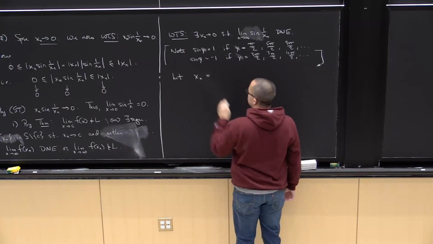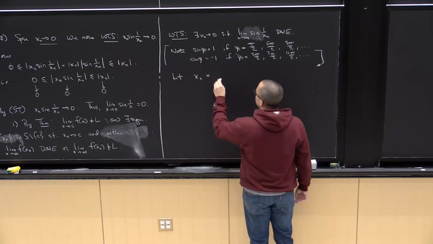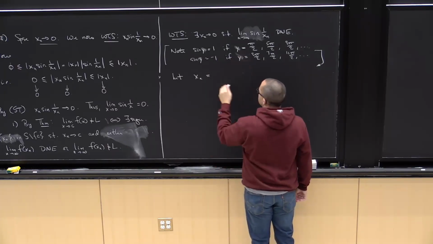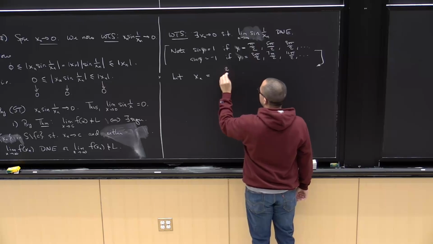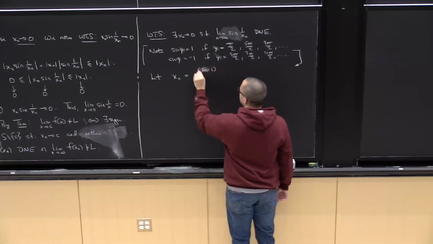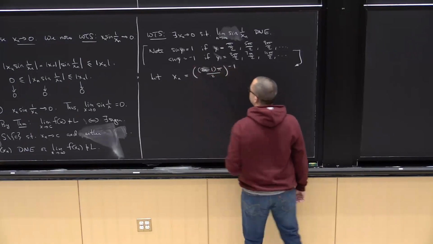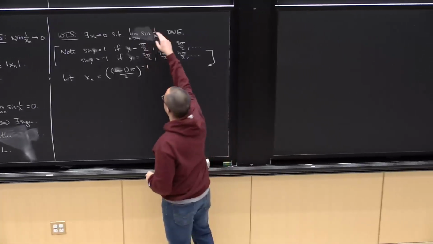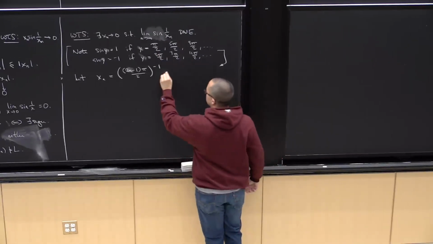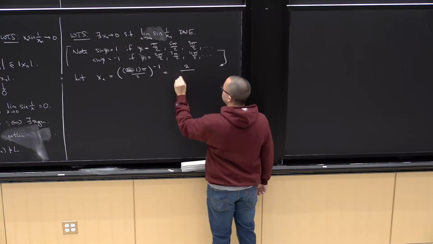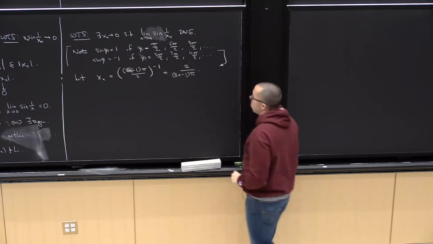Let x sub n be 1 over these numbers, essentially. So (2n minus 1) pi over 2, because we're going to stick this into sine of 1 over x. So let me write that as x sub n equals 2 over (2n minus 1) pi. Okay?